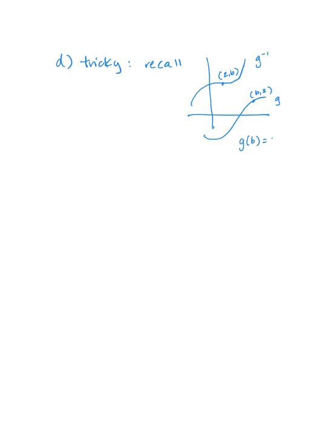So if g of b equals 2, now I can go to my table and find the y value of g when the y value of g is 2, and that's when b is 1, or when the x is 1. So we know we have (1, 2) on g of x. So that means that (2, 1) is on my inverse.